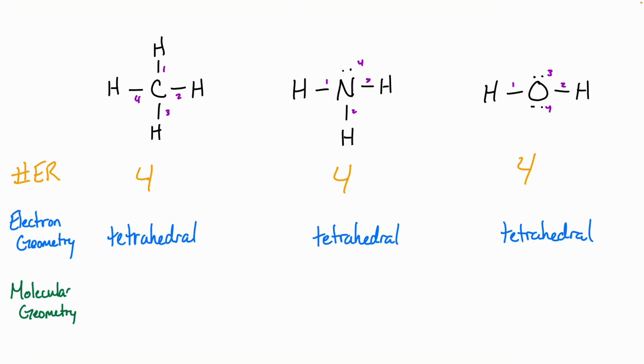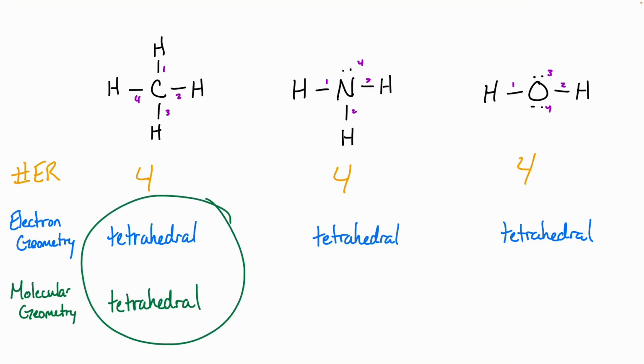Okay, but in terms of the molecular geometry, only one of these is going to have that tetrahedral molecular geometry. Which one would that be? The CH4, because it's got no lone pairs on that central atom. So if you have no lone pairs on the central atom, your electron geometry and your molecular geometry are going to match.